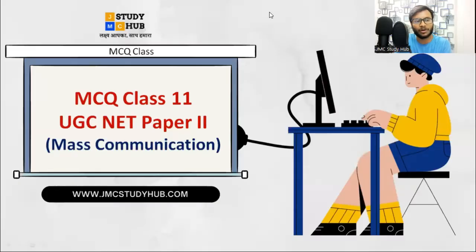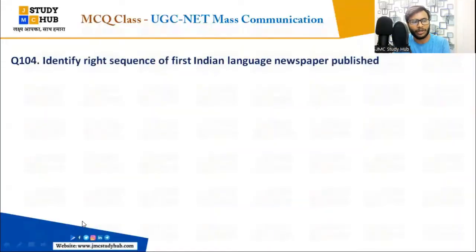Today's class is MCQ class number 11 of UGC-NET Paper 2 Mass Communication and Journalism. Here we start with a very important question, a chronological sequence question, which is a very important patterned question. Identify the right sequence of the first Indian language newspaper published.